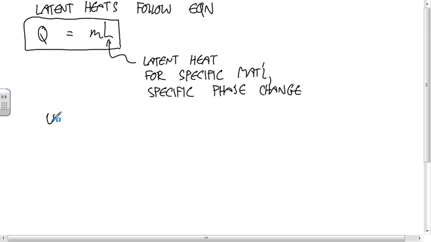For water, the heat of fusion, so the latent heat for going from solid to liquid, is equal to... I don't have that here either. Oh no, fusion I have. The heat of vaporization I'm going to have to give you later.